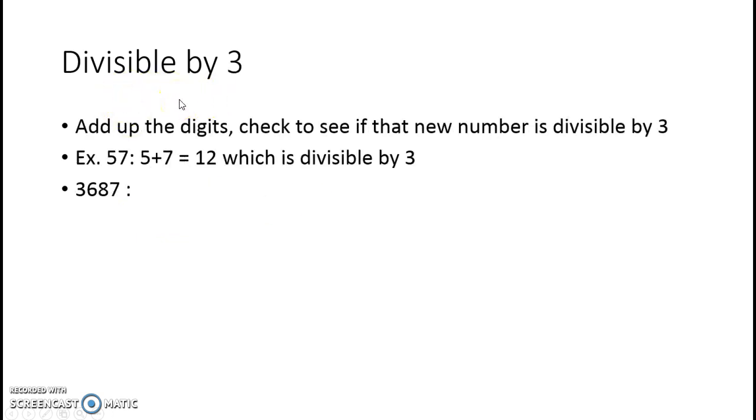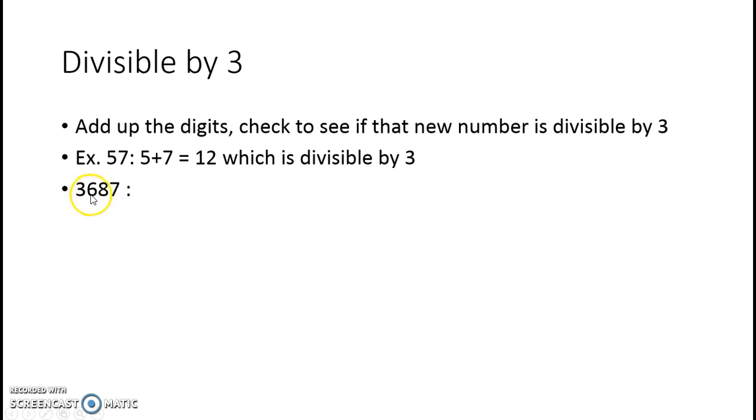Divisible by 3. Some of you might have seen this before or heard it in class today. You add up the digits to check to see if it's divisible by 3 evenly, and then you check to see if that new number is divisible by 3. A small example, 57, well, that's 5 plus 7. Well, 5 plus 7 is 12, and 12 is divisible by 3, so we know that that is a number that's divisible by 3.